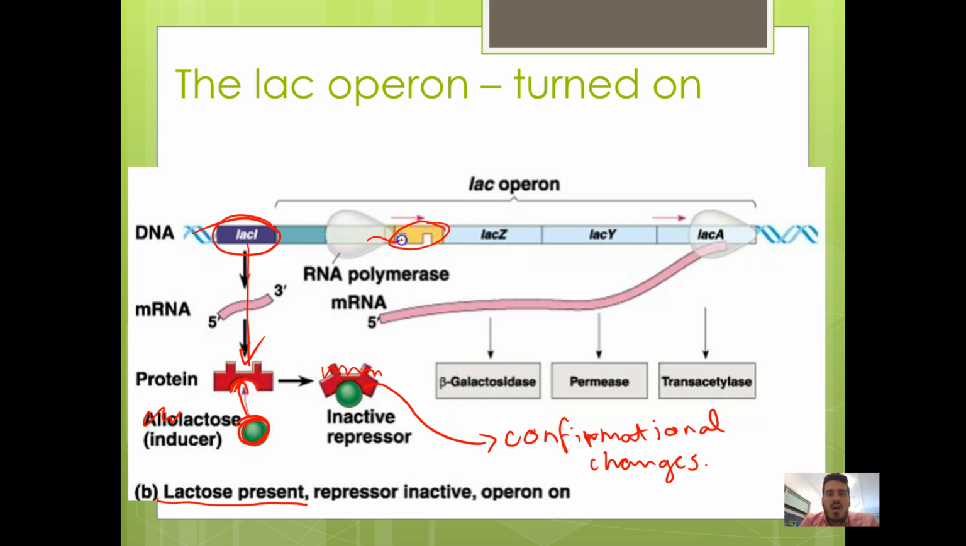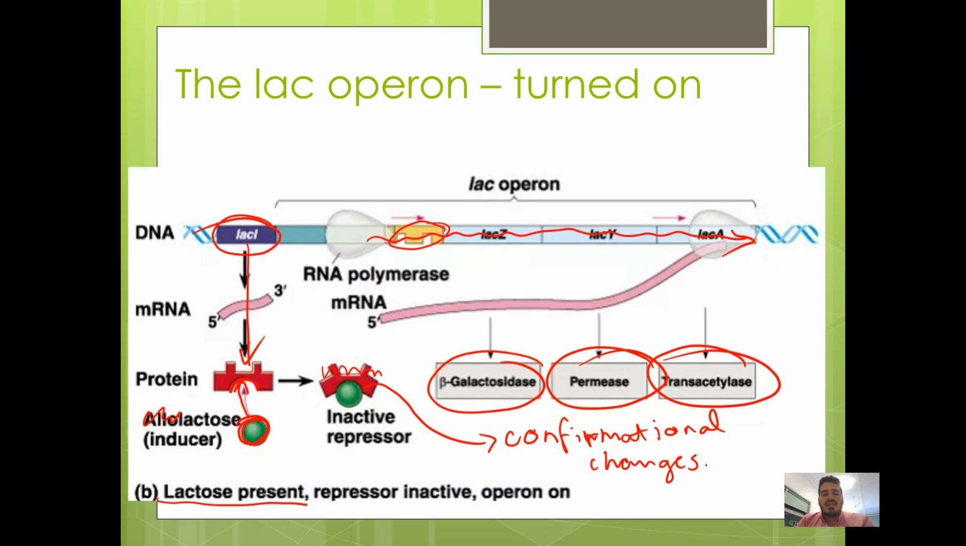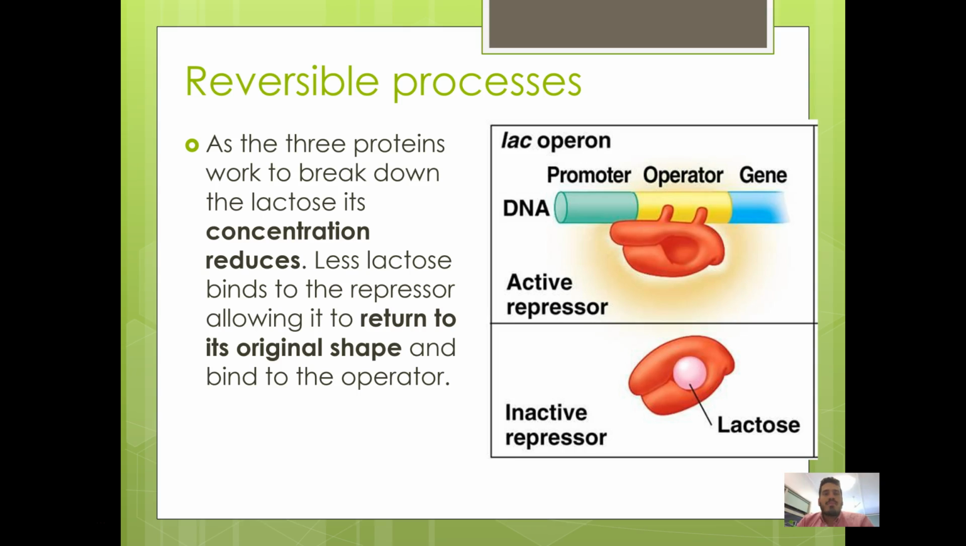Now that it doesn't fit, RNA polymerase can run down the DNA, doing transcription. That transcribed bit of mRNA can be translated and form these 3 different enzymes, which you don't have to know the names of. The important thing about these 3 different enzymes is simply that they're the 3 proteins that work to break down the lactose in our bodies.